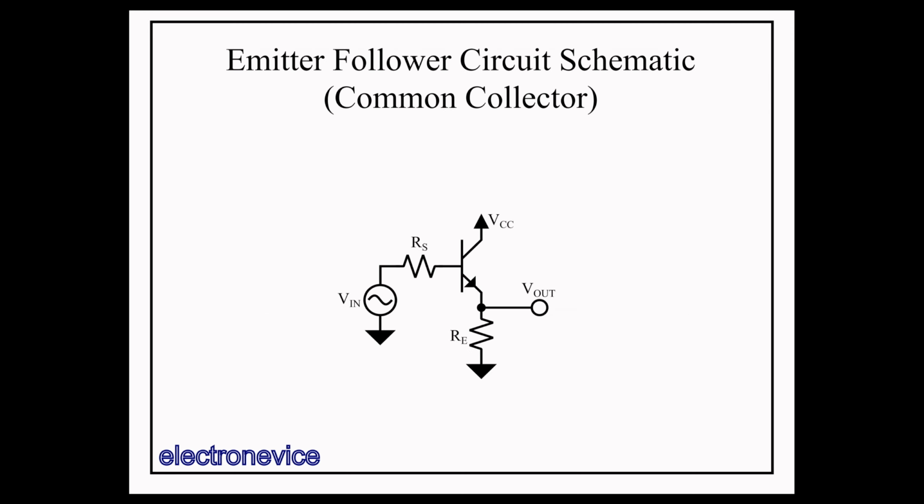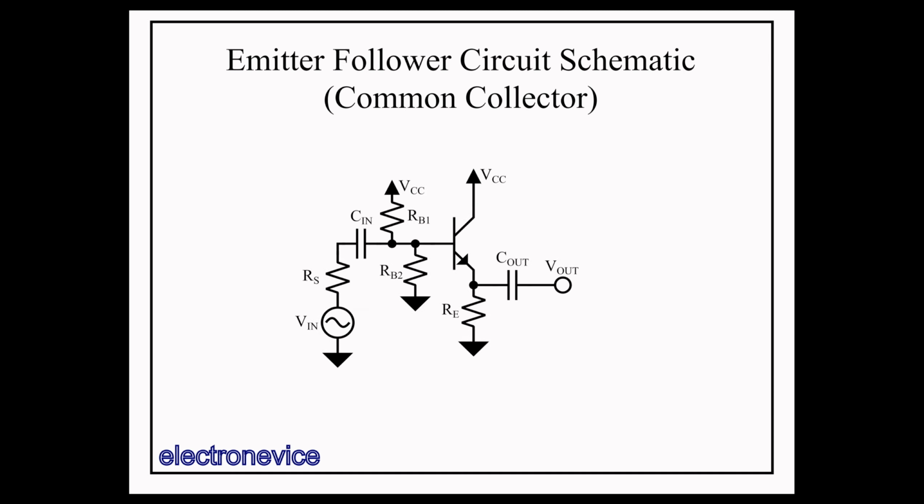Here we have a schematic of the basic form of an emitter-follower circuit. We have an input voltage on the base with a source resistance, a resistor from the emitter to ground, and a supply voltage on the collector with the output taken from the emitter this time, not the collector. As before with the common emitter, in order to get this circuit actually biased properly so it can work, we're going to have to add a few more components.